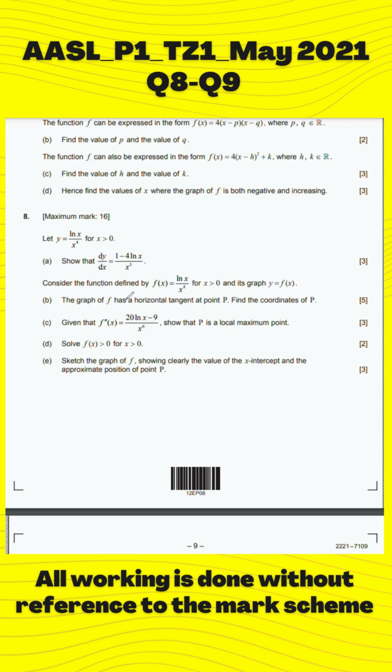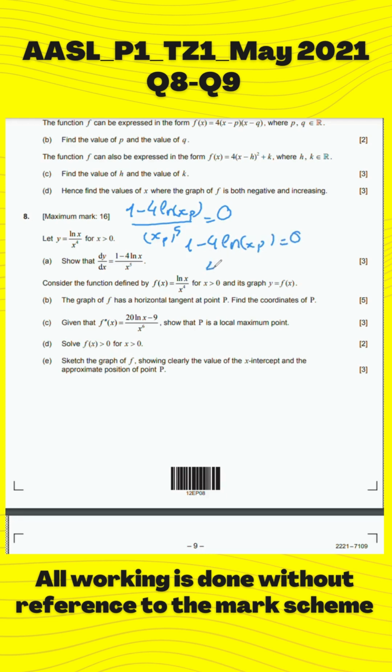Now B. f has a horizontal tangent at P. Find the coordinates of P. So horizontal tangent at P means the first derivative at P will equal 0. So it will be 1 minus 4 ln x_P divided by x_P to the power 5 equals 0. So the numerator will be 0. That means 1 minus 4 ln x_P equals 0.